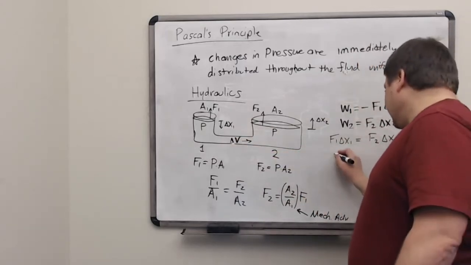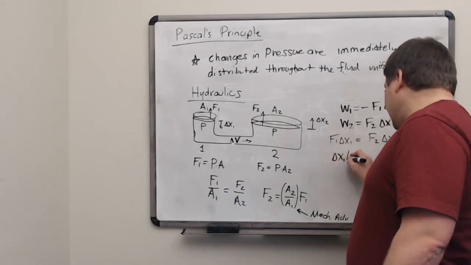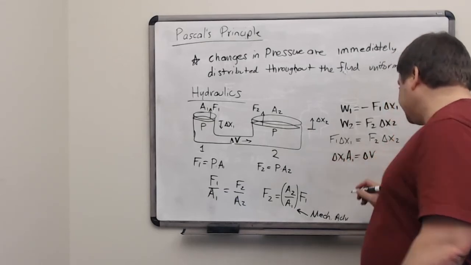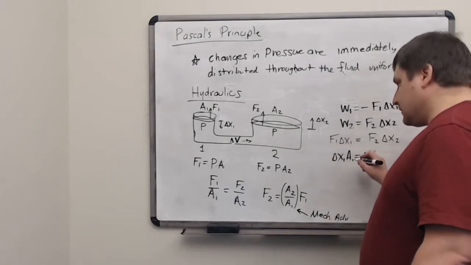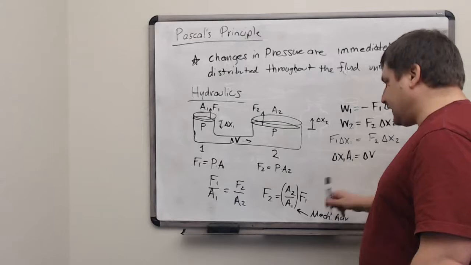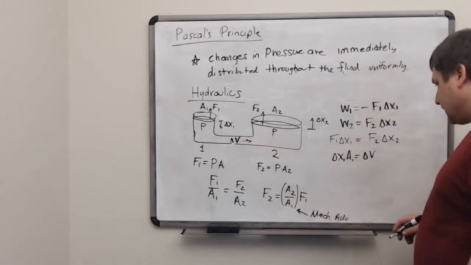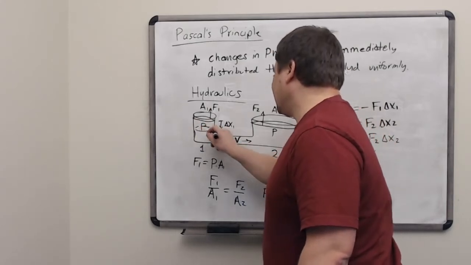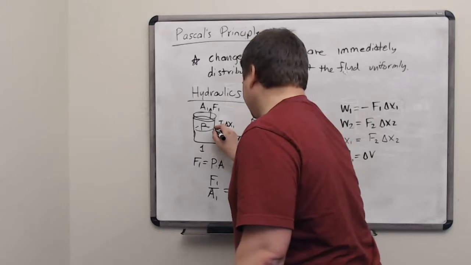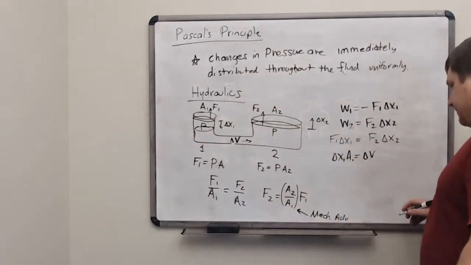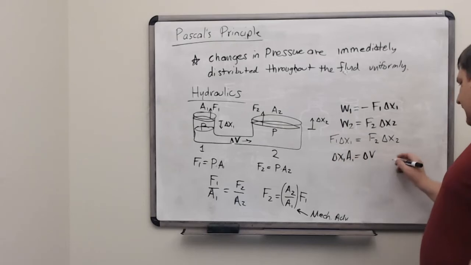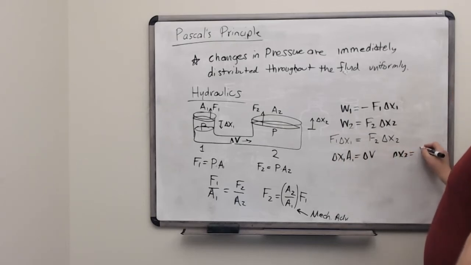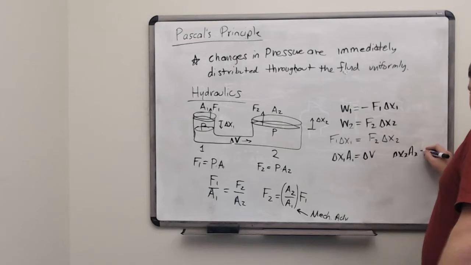All right, so delta x1 times A1 is equal to delta V. There's no minus sign there because delta x1 is a downwards push and A1 is the cross-sectional area. So we're talking about a volume that moves down and goes through that pipe. For the right side, delta x2 times A2 equals delta V.